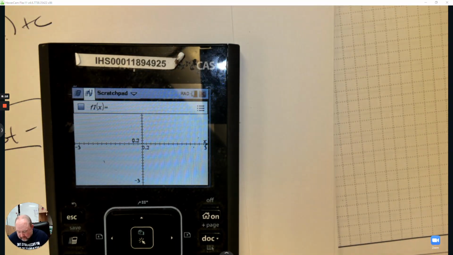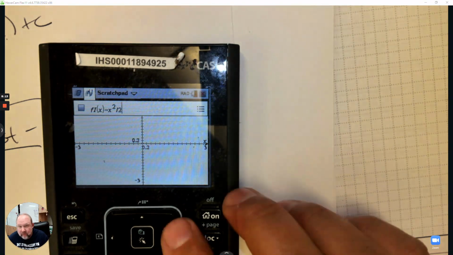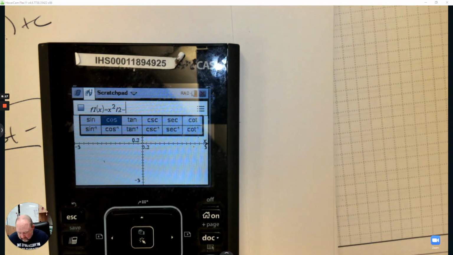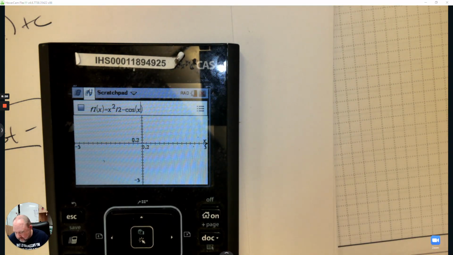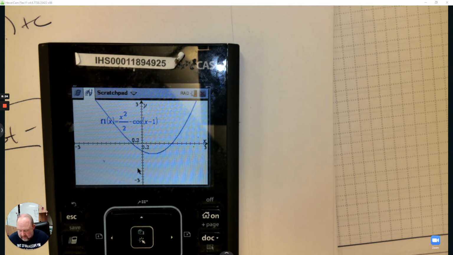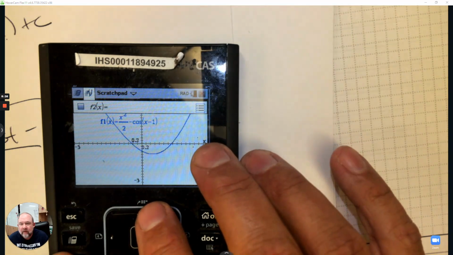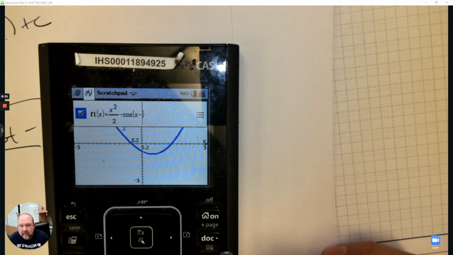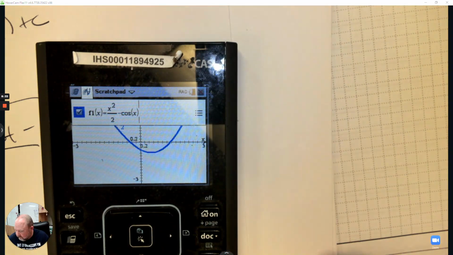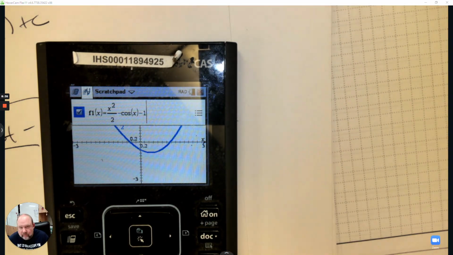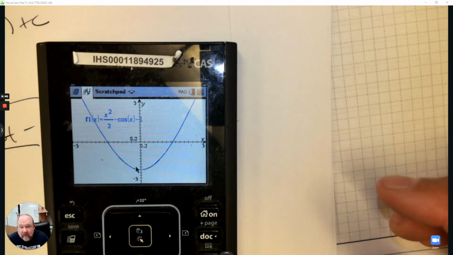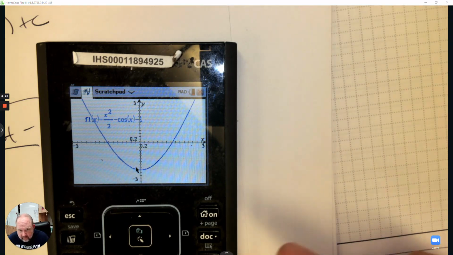I'm going to use x, right? X squared divided by 2. Subtract cosine x. Subtract 1. Oops, I didn't put that here. Tab. I do. X, move the cursor, subtract 1. Where does it cross over? So if you look at when it's greater than 1, you can see it's the line on the right.